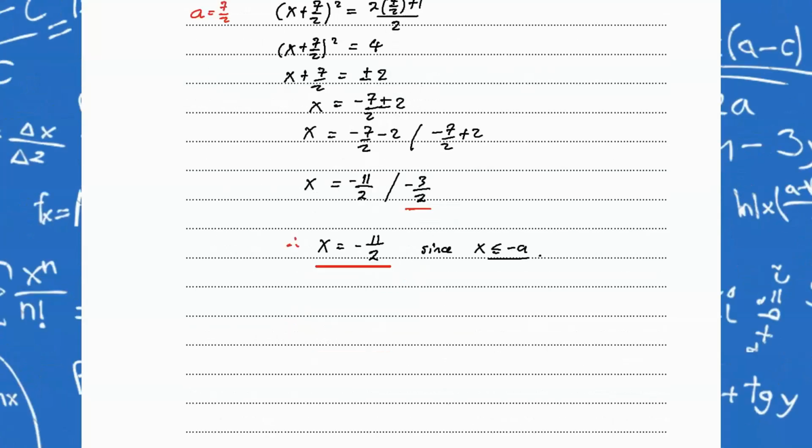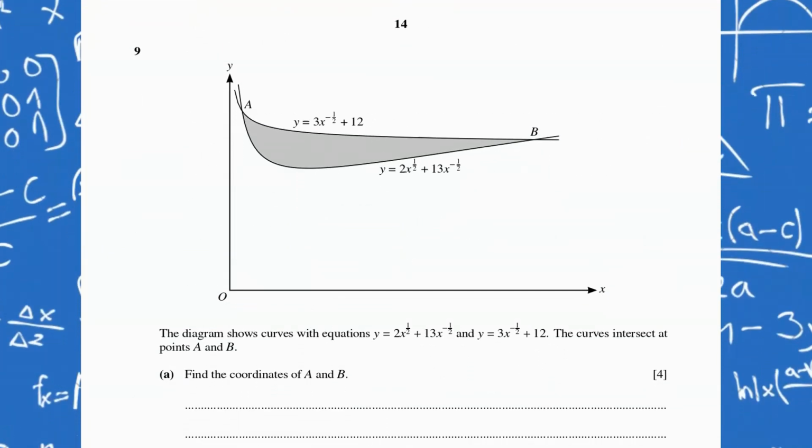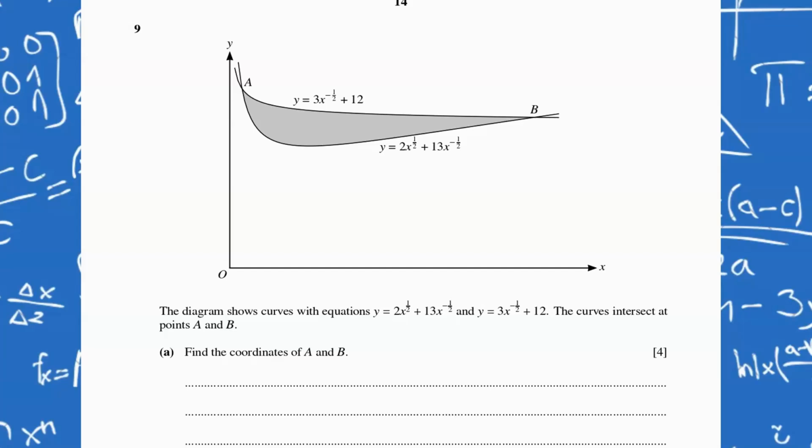Let's move on to the next question, and that's number 9. On number 9, they say the diagram shows curves with equations y = 2x^(1/2) + 13x^(−1/2), and y = 3x^(−1/2) + 12. The curves intersect at points A and B. So on part a, find the coordinates of A and B.